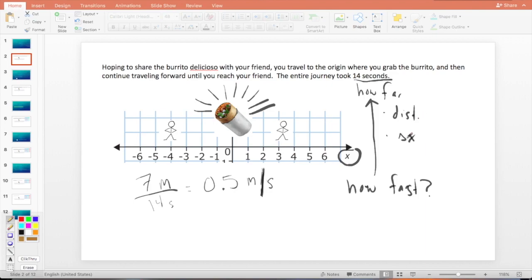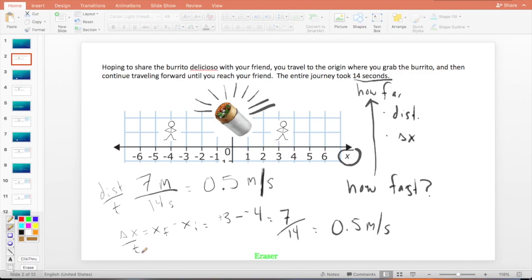So that's the distance. What about displacement, delta x? Well, I think you're already going to see that's going to end up being the same. Final position minus initial position, 7 meters. It still took you 14 seconds. So once again, we get 0.5 meters per second. But I want you to think about this. Are these two really the same? Numerically, they are. This one was using the idea of distance over time. This one used the idea of displacement, delta x over time.